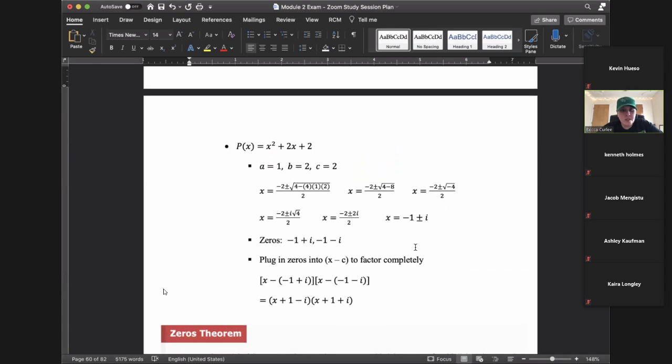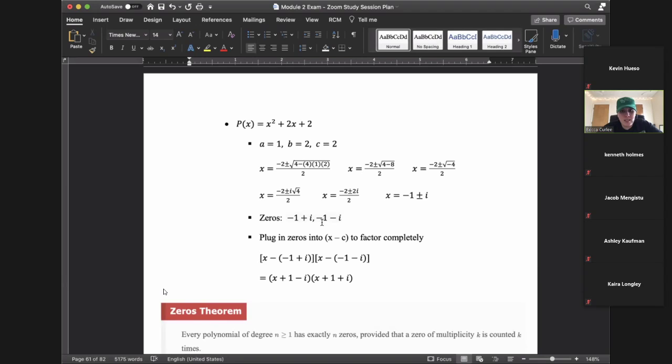All right, we've got x squared plus 2x plus 2. a equals 1, b equals 2, and c equals 2. So we plug it all into the quadratic formula. After subtracting and doing all our multiplication under the radical here, we get -2 plus or minus the square root of -4. Pop out that i outside of the radical to give us i square root of 4. The square root of 4 is 2. That gives us -2 plus or minus 2i. Divide everything by 2. That gives us -1 plus or minus i. So now we know our zeros are -1 plus i and -1 minus i.